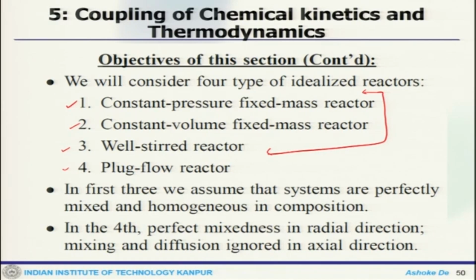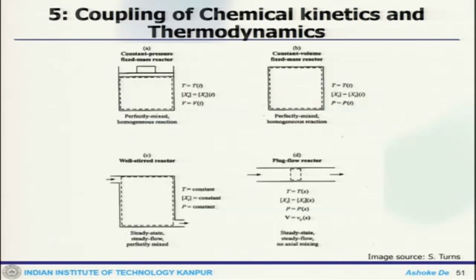So, once we define that system, that will tell us how things behave. This is the constant pressure fixed mass reactor. Here, as we said, the reaction is perfectly mixed and homogeneous. So, T will be a function of time, concentration will be a function of time, and volume will vary because it is a constant pressure system. Now, the second one is the constant volume reactor. Pressure will vary with time, concentration will vary with time, and temperature will vary with time. This is also a perfectly mixed and homogeneous reaction.